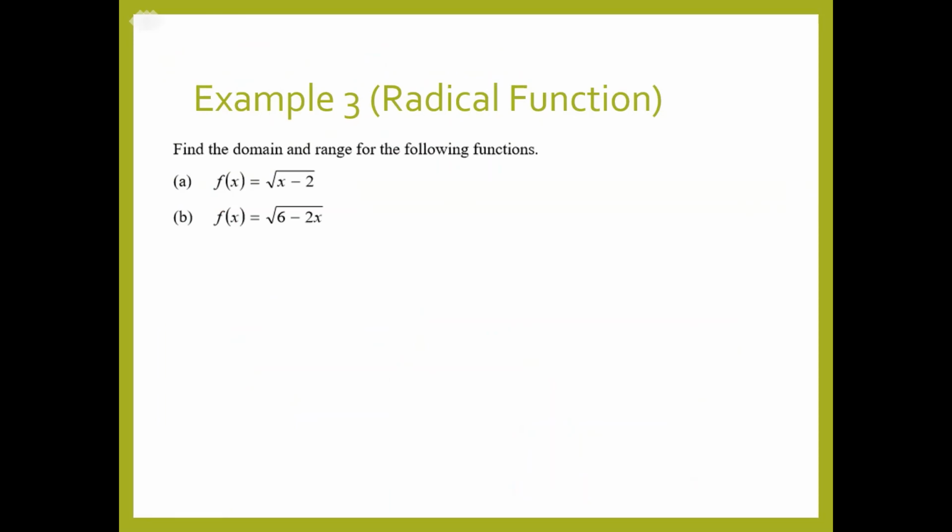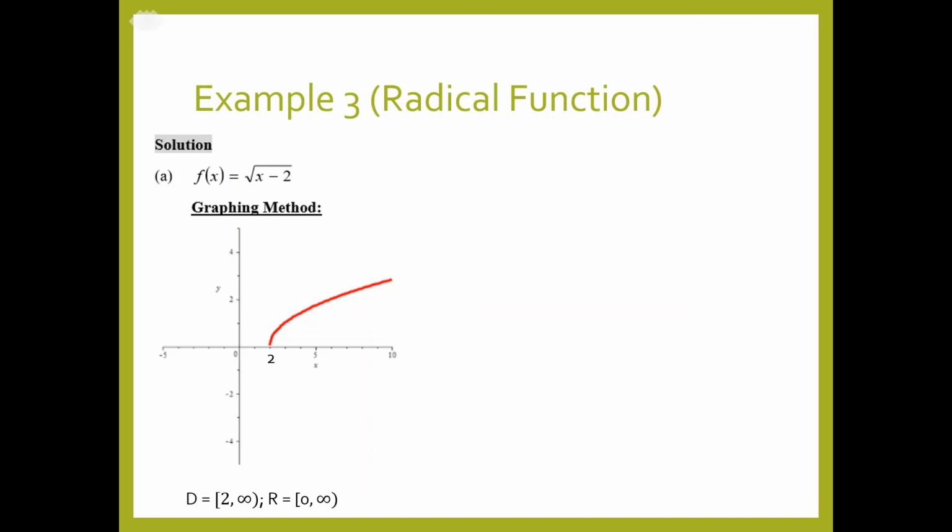Now refer to example 3. You need to find the domain and range for the following radical functions. For A, based on the graph, f(x) is defined for all positive x values that start from 2 and all positive y values that start from 0. Thus, the domain and the range of f(x) are equal to 2 to positive infinity and 0 to positive infinity respectively.